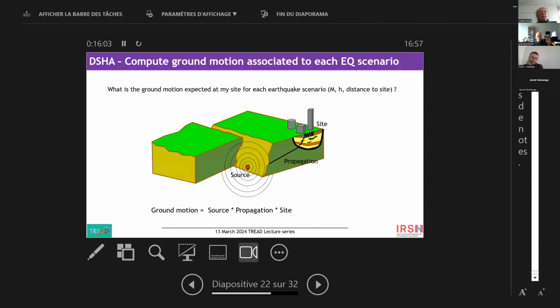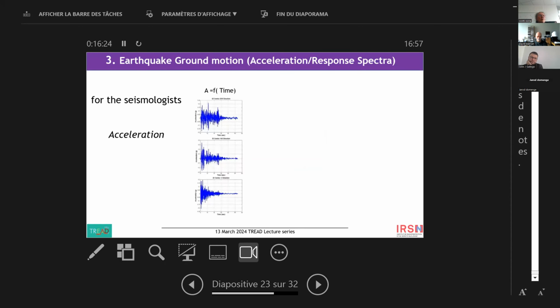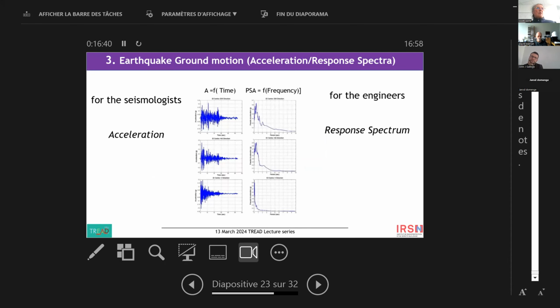We now have magnitude and depth and uncertainties associated. And we have the distance to the site of our earthquake scenarios. So we're ready to compute our hazard given a ground motion. I don't know how many of you have already looked at response spectra, but for seismologists, ground motion is a seismogram, an acceleration, or a velocity. But for the engineers, it's a response spectrum.